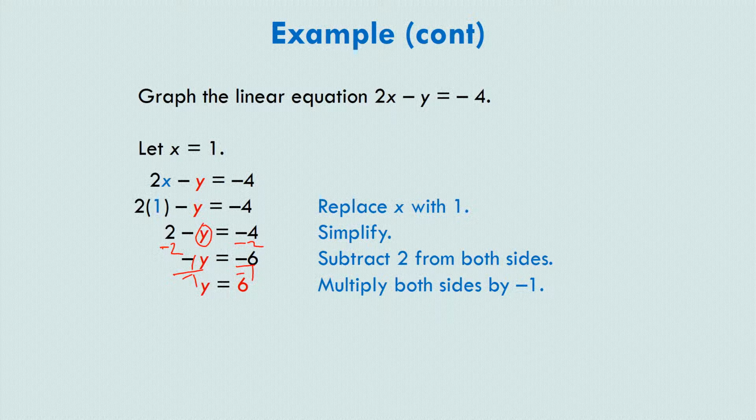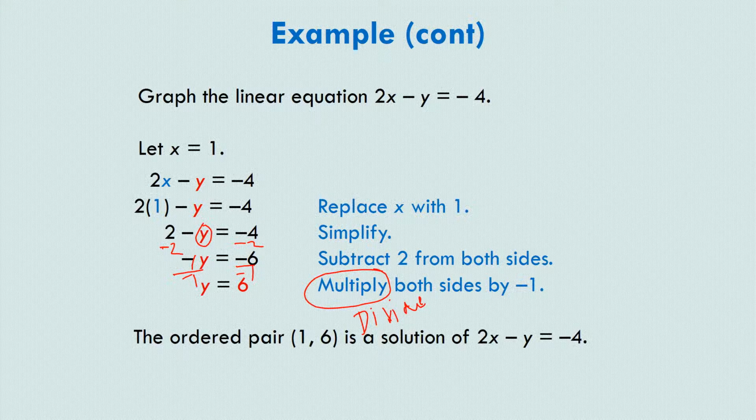Notice here that it says multiply. You can multiply or divide by negative 1. It's going to create the same solution in the end. I continually use divide because it keeps you in repetition of most of the time your last step being to divide. So therefore our first ordered pair is 1, 6.